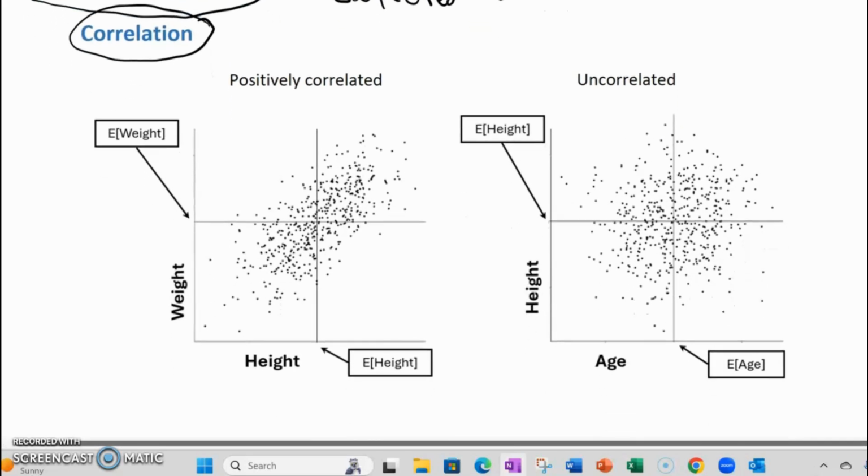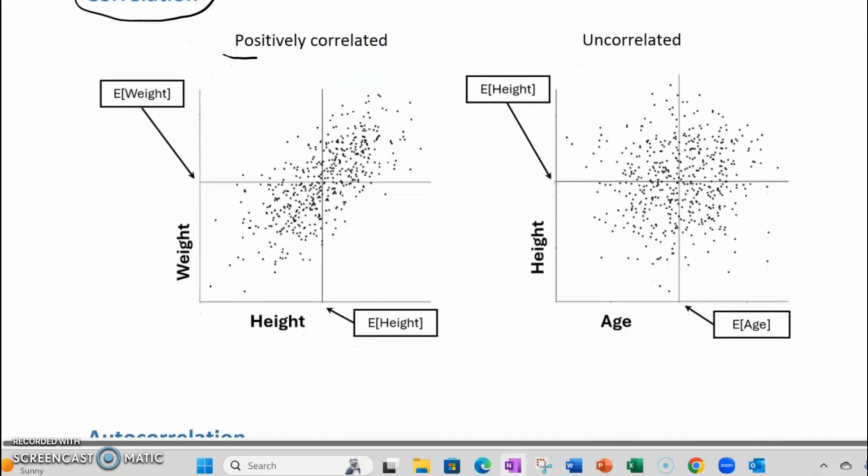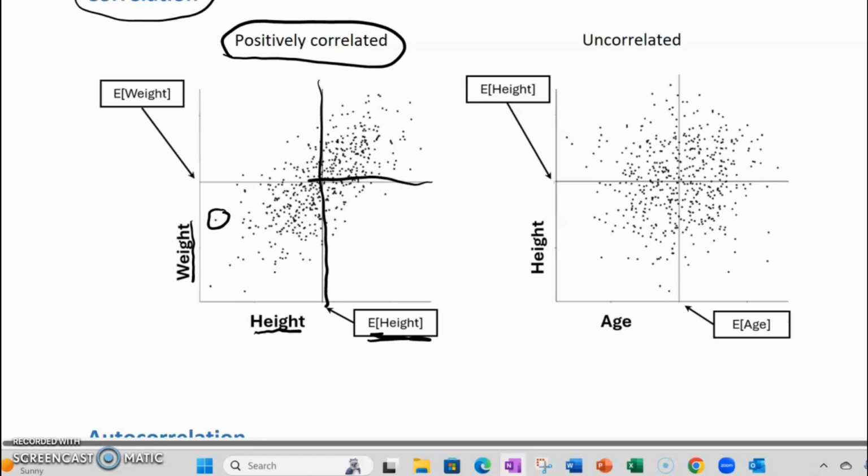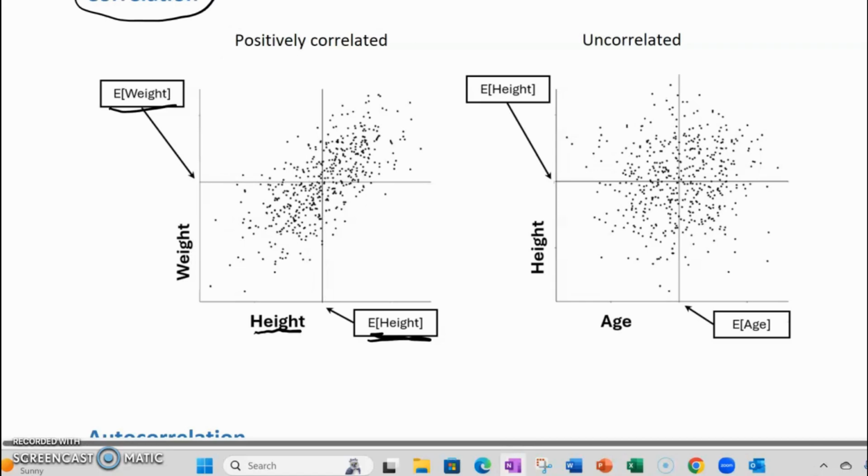So here we have a plot of data that are positively correlated. Each one of these points represents a single individual. It's got two random variables: first, the height of that individual, and secondly, the weight of that individual. The vertical line shows the expected value or mean value of height, and the horizontal line shows the expected value or mean value of weight.